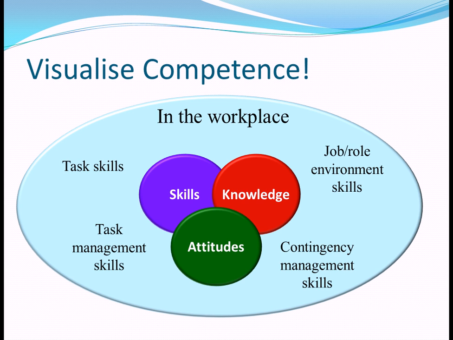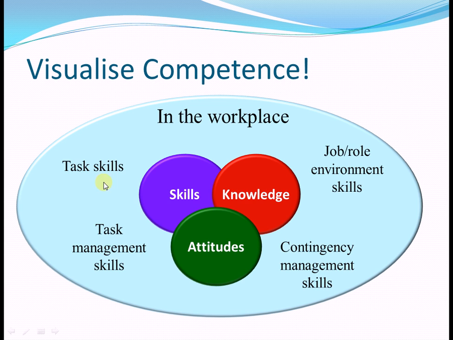And it's more than the knowledge and skills and attitudes. Outside of that, there are 4 components, and these are called the dimensions of competency. The four things that we've got on the outside of this diagram are the task skills, the task management skills, the job environment skills, and the contingency management skills.